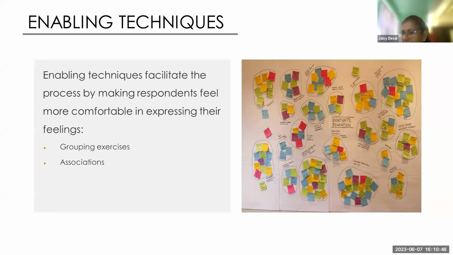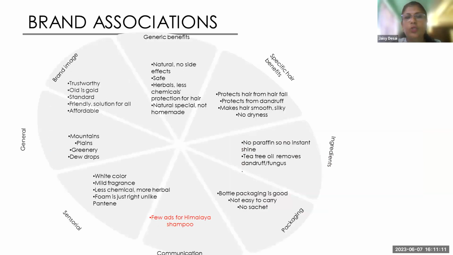Okay, let's quickly look at enabling techniques, because we are quite way off time. Sorry. Enabling techniques is about associations, which I already discussed, and grouping. Grouping is putting together different products, different thoughts together. It could be anything, just an example, as you can see on the collage board.